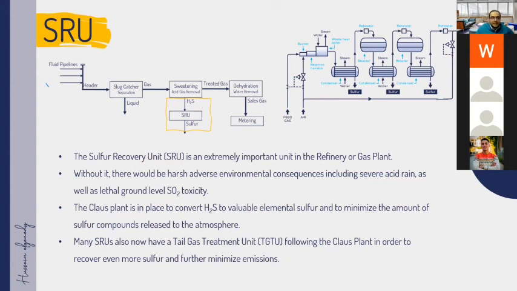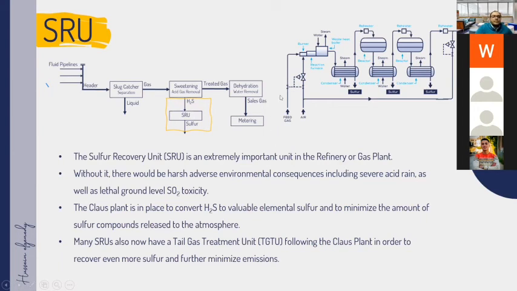And recently there is also a unit called the tail gas treatment unit, because the conversion inside the SRU is not 100%. There is a residual gas or tail gas. Recently, a lot of plants are installing a TGT unit or tail gas treatment unit to increase the recovery of the sulfur from the H2S and minimize the emission.